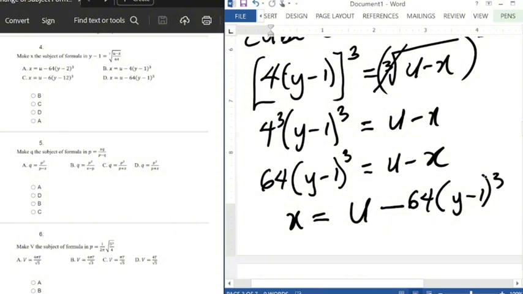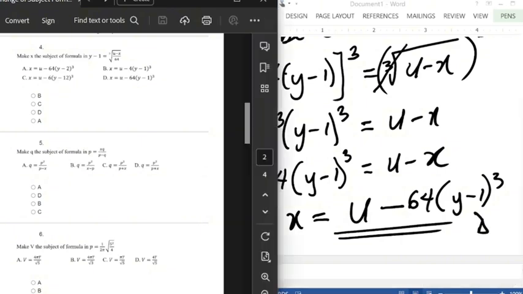So let's look at the options. I think this is the final answer here. So we have x equal to u minus 64 into bracket y minus 1, everything cubed. That's option D here. So we then move to question number 5 now.